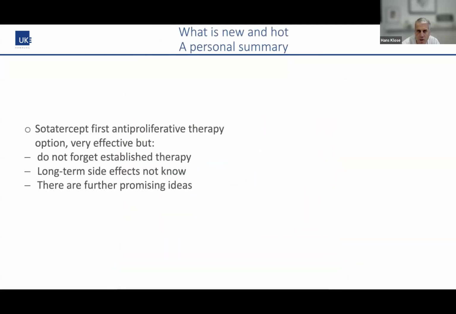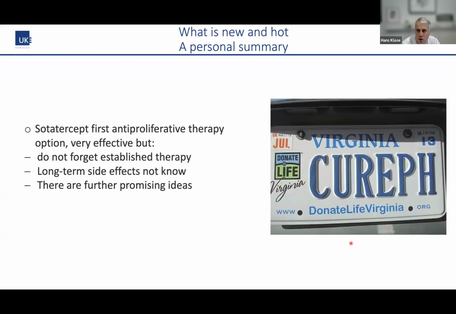fight against pulmonary hypertension is not over yet. And this is the goal: cure PH. And therefore, we need science, we need clinical trials, we need an open mind, we need to go on. Because sotatercept is the first antiproliferative therapy. It's a good thing, but never forget the established therapy. We have 3 arms, really established therapy and good therapy. We don't know enough about long-term effects and side effects. And hopefully you understand, there are further promising ideas.